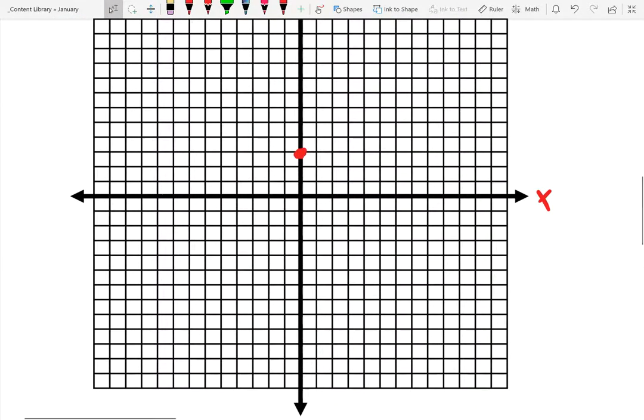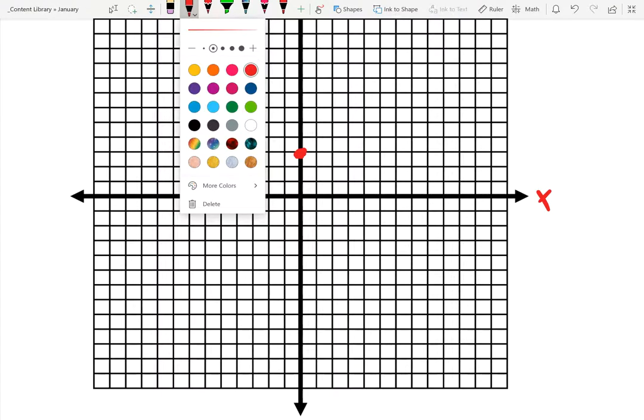So what we're going to do is we're going to count squares from here. We're going to count down 5 squares. So let me use a different color just to indicate. Now, you don't want to write on your paper, right?